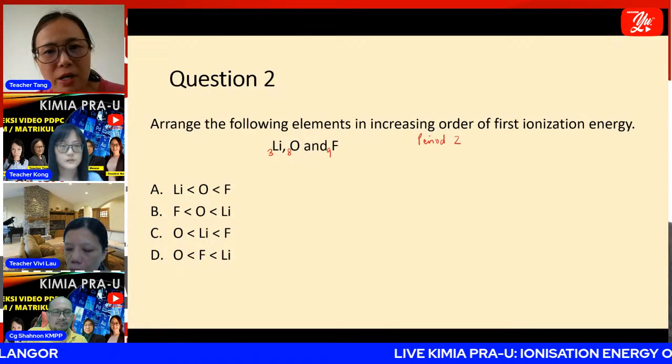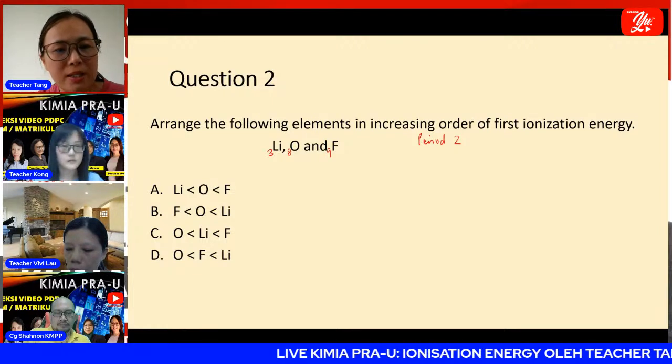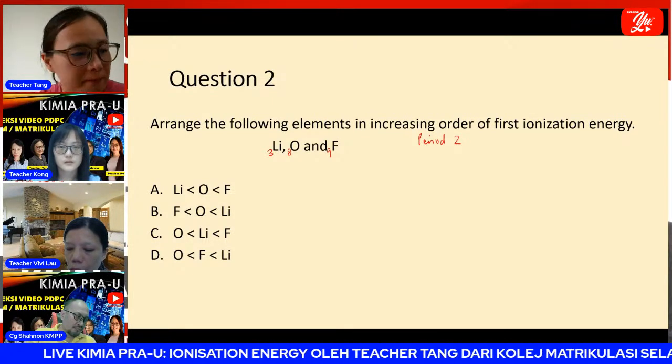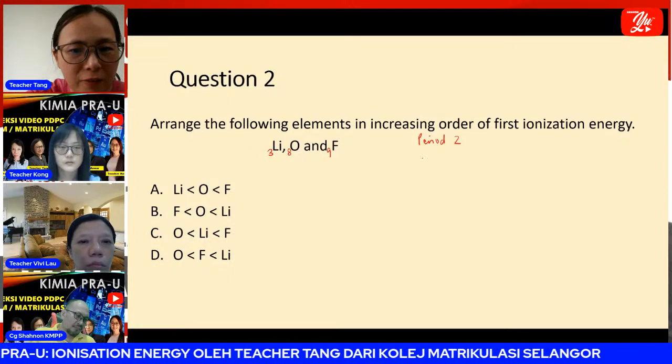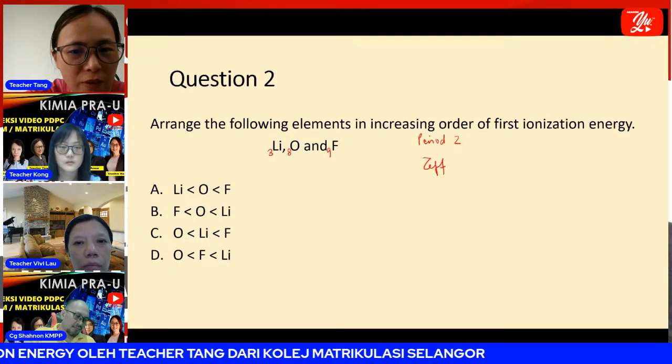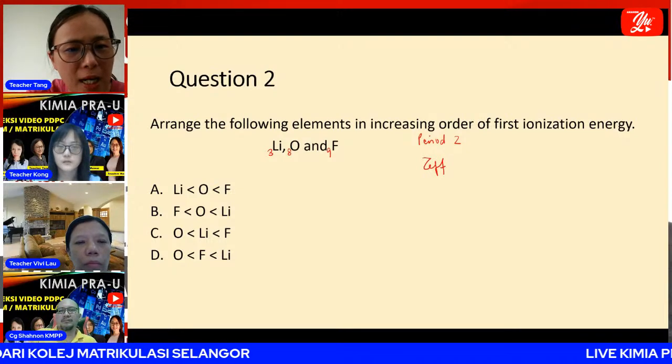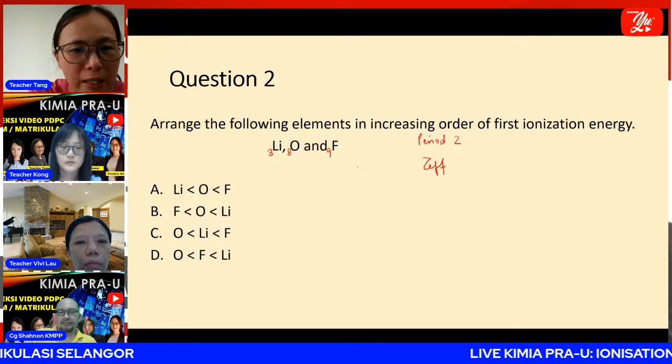So if across a period, which one will be the dominating factor, effective nuclear charge or shielding effect? So it will be the effective nuclear charge. So if effective nuclear charge, we need to look at the proton number. Okay, we need to look at the proton number.